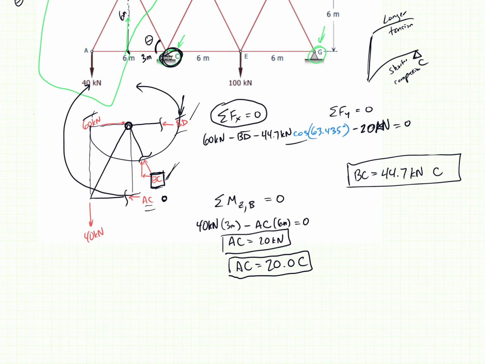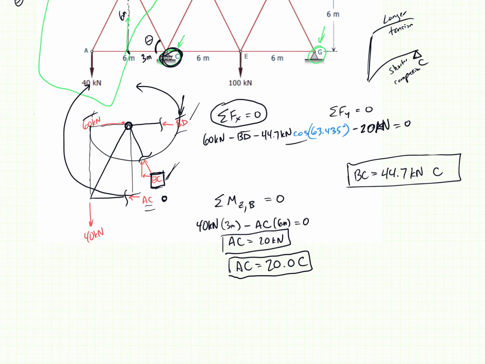However, you'll note that there's this 60 kilonewtons that's pushing this way, and the tendency of that is going to be to compress this top. So that's where that comes from. Okay, so let's write these down somewhere so that we can check them later. So AC equals 20 kilonewtons in compression.